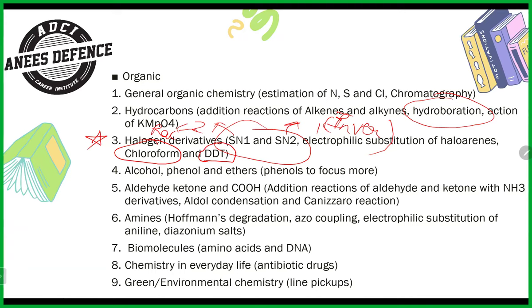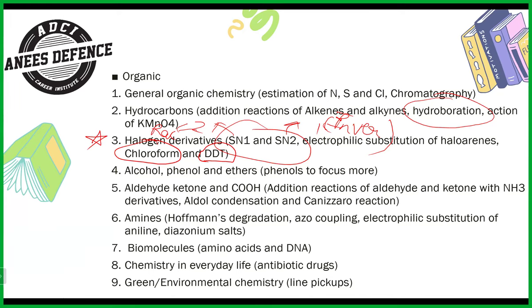Then we come to alcohols, phenols and ethers. Why do we have to focus on phenols more? Because first of all, due to resonance, the effect of substituents is different. Like phenol is an ortho-para directing group. Due to resonance, phenol is also more acidic than alcohol.